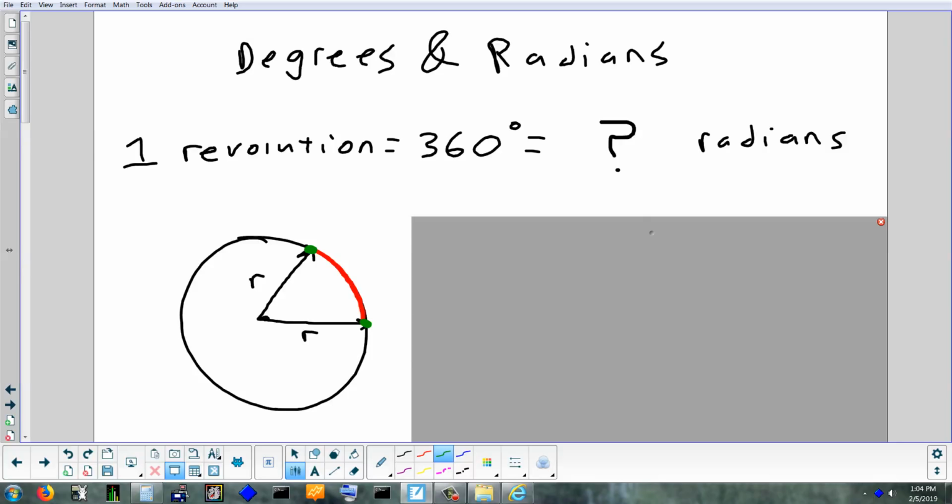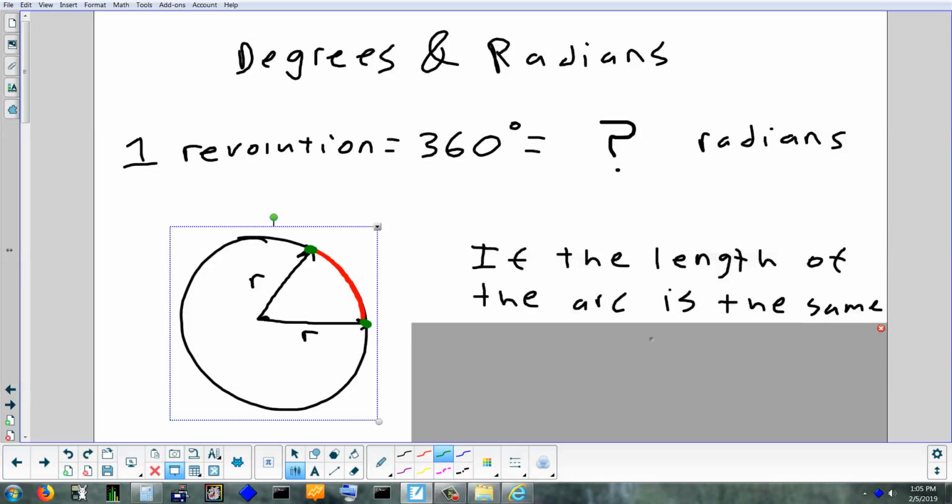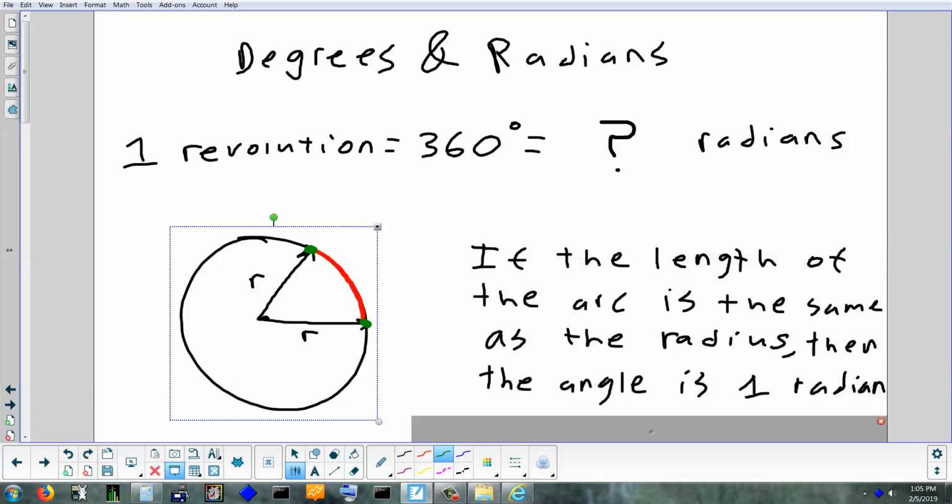Now, if you were to take a piece of string, well, for the radius you wouldn't need to, you just take a ruler and measure that. Then say you take a piece of string, put it on that arc in red, straighten it out and measure it. If the length of this arc in red and the length of this radius come out exactly the same, then that means you have a picture of 1 radian. That's what it would look like. Still doesn't tell you how many degrees in a radian, it just gives you something to visualize.